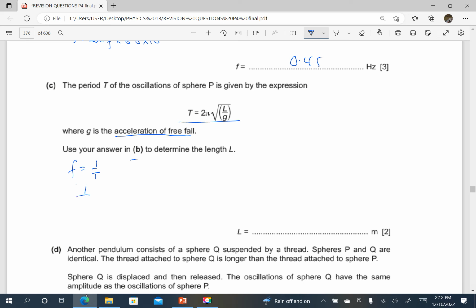So I will say 1 over f, which is 1 over 0.45, should be equal to 2 pi square root of L divided by 9.81. I will first of all divide 1 divided by 0.45, and I divide this by 2 pi, then I square to remove the square root. I'm squaring both sides. Then I cross multiply by 9.81. And I get 1.23 meters. This is an easy expression to solve. You can also check; solving this is easy mathematics.